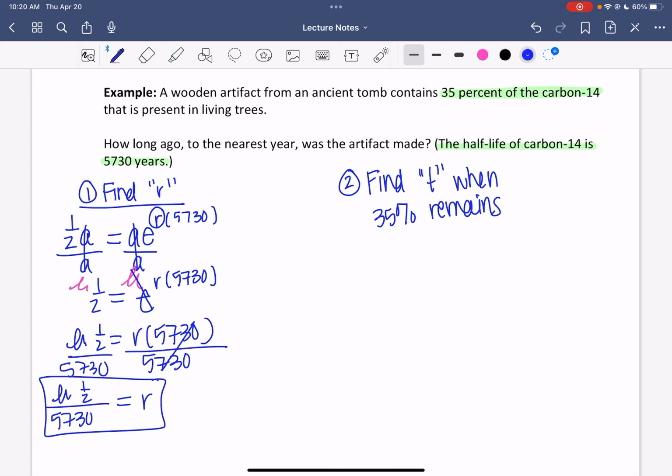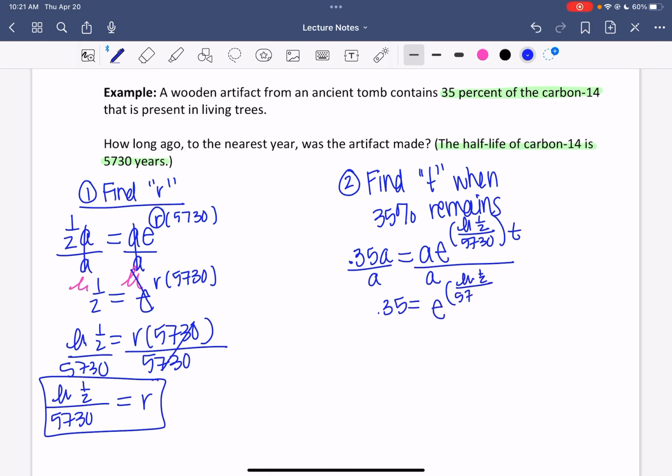And so I know that, again, I don't have to know that initial amount. So I don't know the initial amount, A. We just found our r. So that's ln of 1/2 over 5,730 t. And we know that 35% of our initial value remains, so that's 0.35 times A. So again, like I did before, I could divide both sides by A. I get 0.35 equal to e^(ln(1/2)/5730 t).